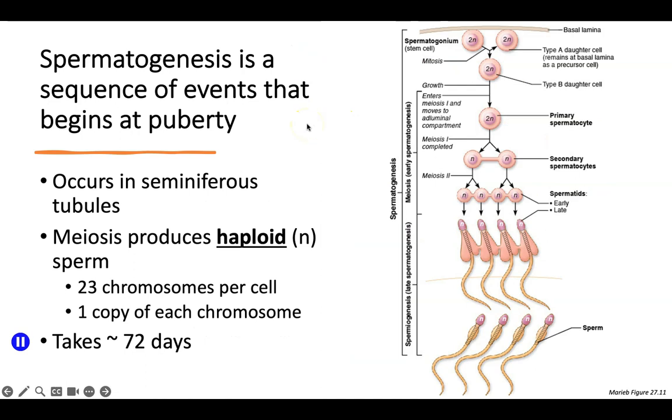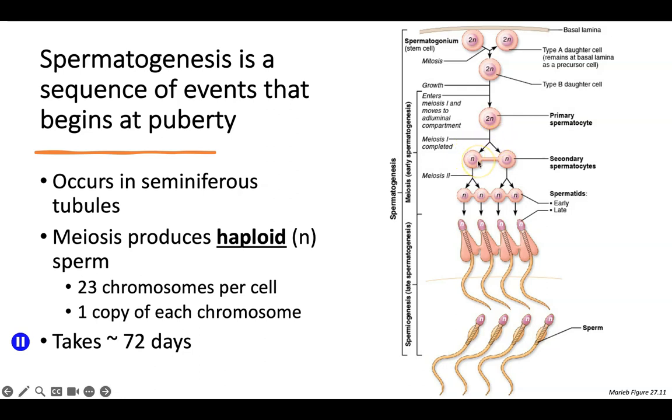Spermatogenesis is a sequence of events. The sequence begins at puberty, and it occurs in the seminiferous tubules. It involves a process of cell division called meiosis. And meiosis is a form of cell division that leads to haploid sperm. This is something I highly recommend that you review on your own, the difference between diploid and haploid. So you can see here diploid cells are marked as 2N, haploid are just N. And we want sperm and egg, or ovum, to be haploid.